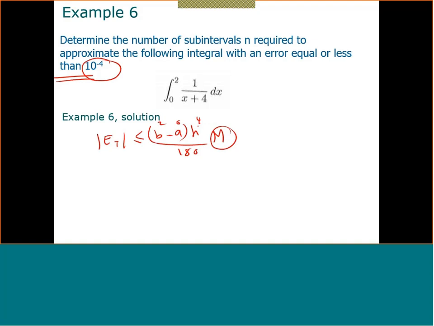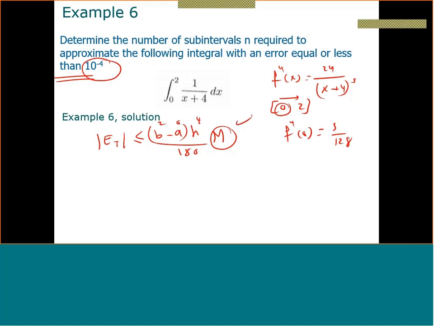M is the maximum value of the fourth derivative. If you take the fourth derivative, you can try this yourself. This is 24 divided by (x plus 4) to the power of 5. And obviously here, if we try to find this from 0 to 2, the higher the value of x, the lower this number. Very obvious. So the maximum you can get is at 0. So at 0, this is equal to 3 over 128. So I know M now.